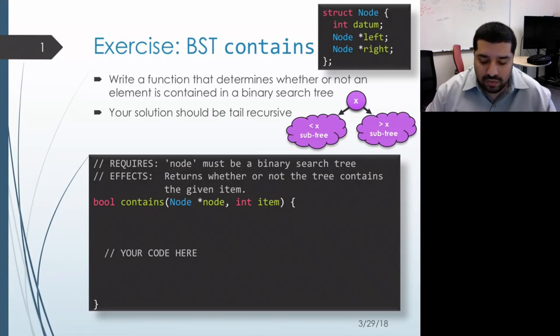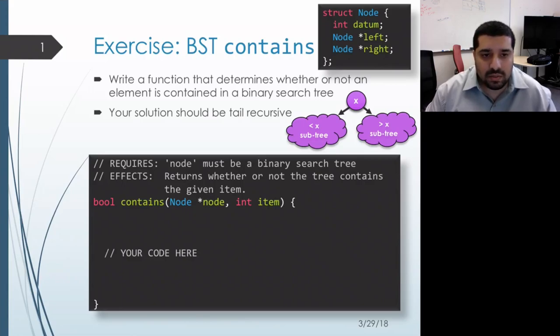We also have, if our tree is not empty, then we have our root datum, and if the item we're looking for is the same as the root datum, then we found it, and we don't have to look in the rest of the tree. Okay, so that covers another base case, which is, again, if the item is equal to the datum of the root node, then the item is in the tree.